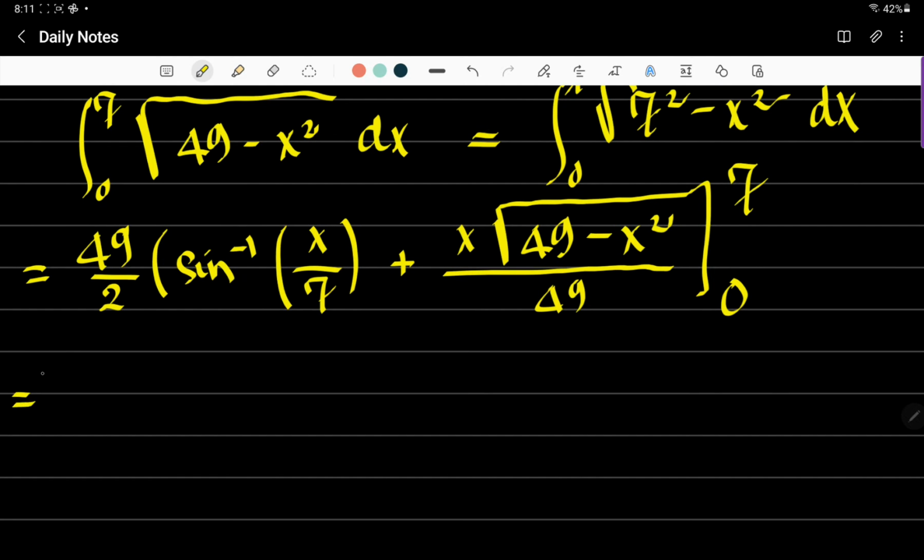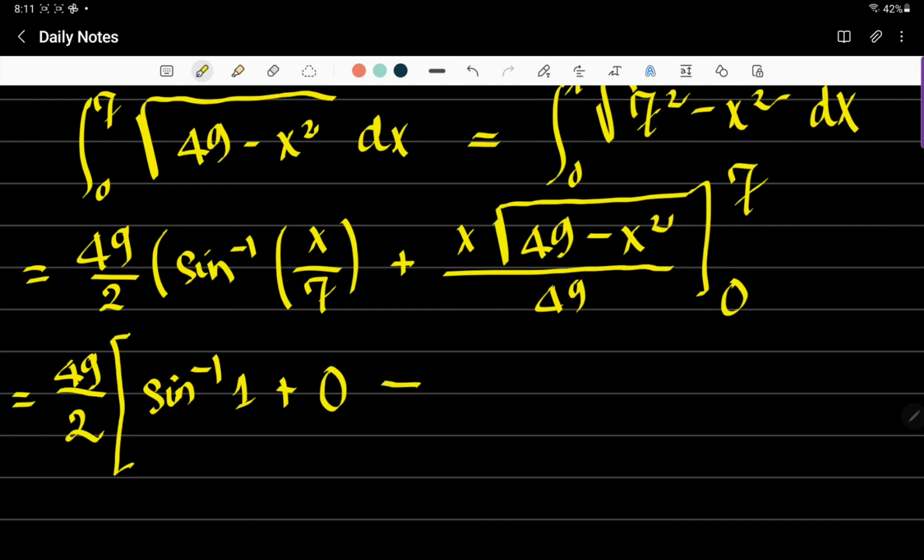Now plug in the 7. Let's put 49 over 2 as a common factor. Let's start with 7 first. 7 divided by 7 is 1. And right here you have 7, so 49 minus x squared is 7 squared minus 49 again, so it's 0. The whole thing becomes 0.